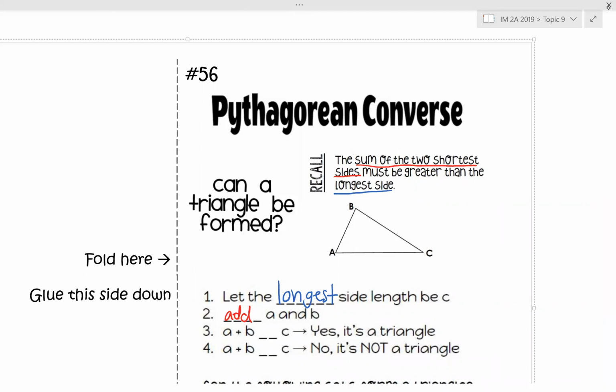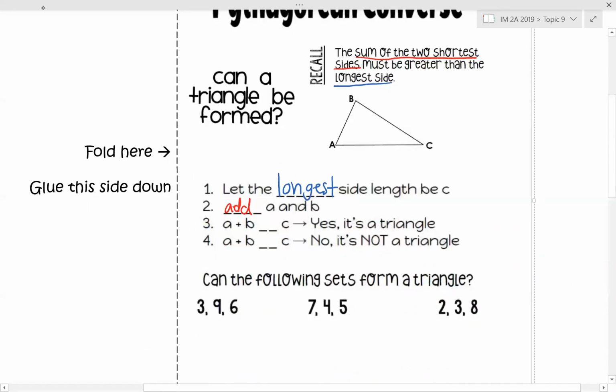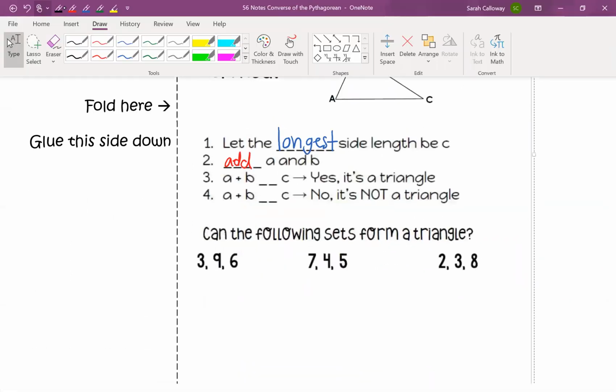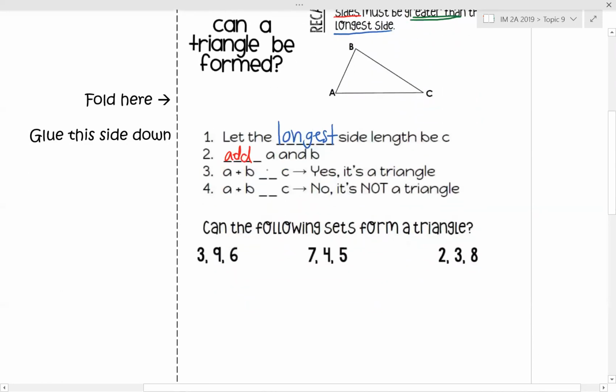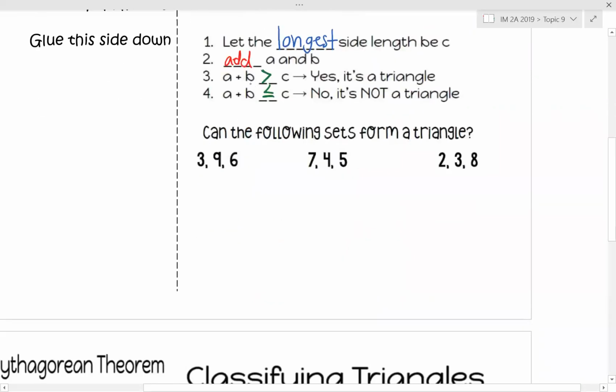We're always going to make the longest side C when we're thinking about this, and then we're going to add A and B. The Triangle Inequality Theorem says that sum must be greater than the longest side. So A plus B must be greater than C, which is what creates a triangle. If A plus B is less than or equal to C, then it's not a triangle. So if I'm looking at these values, I'm checking, does A plus B turn out to be greater than C? If it does, then it's a triangle. If it does not, then it's not a triangle.